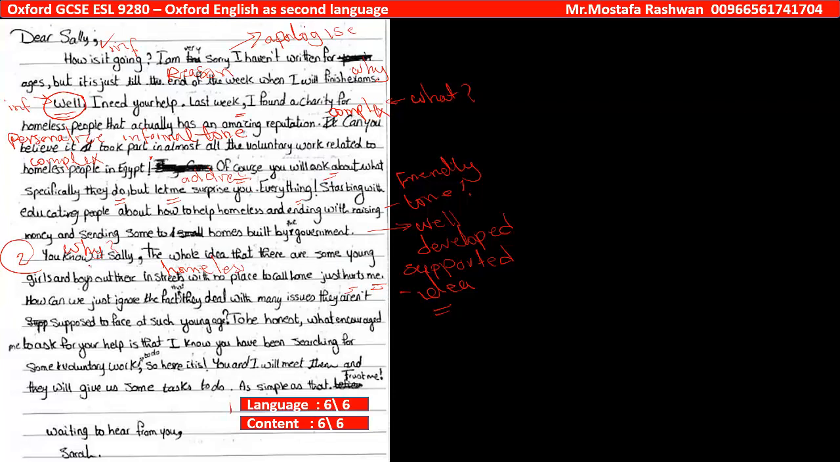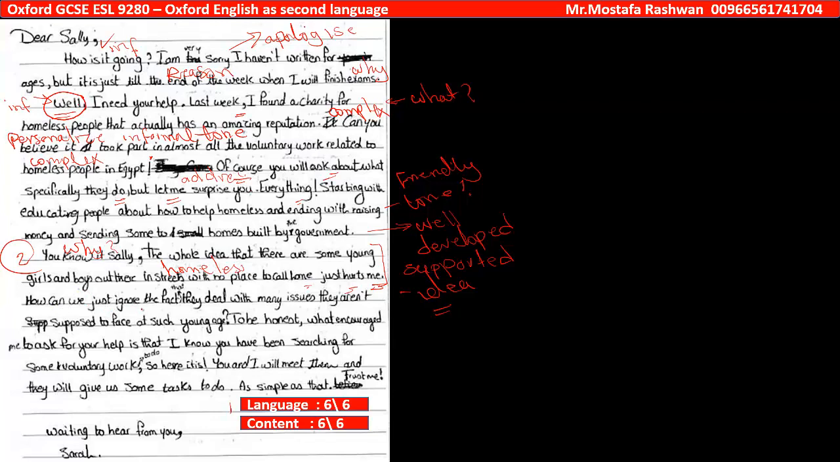He said here that the whole idea that there are some young girls and boys out there in streets with no place to call home just hurts me. This is why he didn't tell him directly, I decided to participate in this volunteer work to help the people who don't have homes. Okay, that would be a really boring and dull way to develop the idea, but this way is a really interesting way to develop it. And this shows that the student is capable of using complex and advanced language.